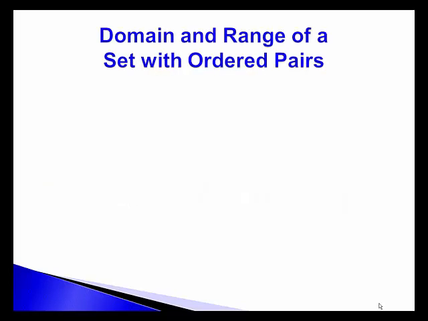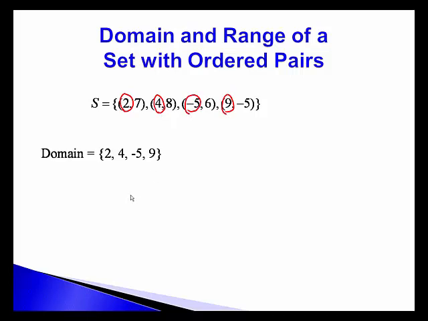Let's begin with the domain and range of a set with ordered pairs. This one you should be able to do pretty straightforwardly because we've looked at this before. If I give you this set and I ask you to determine the domain for me, you should remember that you need to pick out the x values. So I see a 2, a 4, a -5, and a 9. Those would be in my domain.